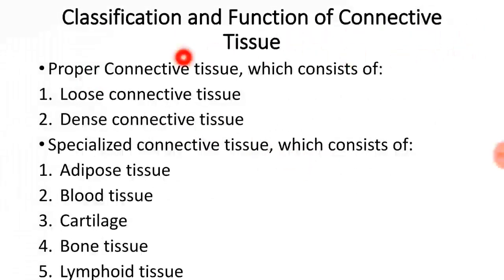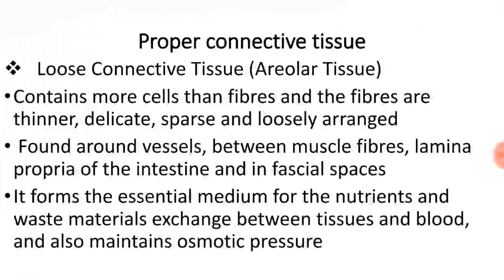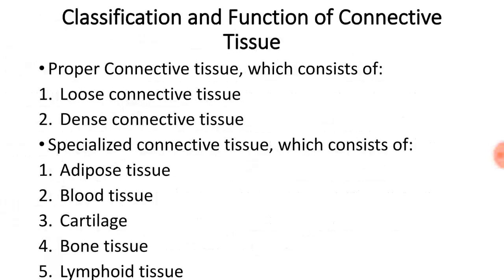Classification and function of connective tissue. Now, for the classification of connective tissues, we have proper connective tissue and specialized connective tissue. In the proper connective tissues, we have loose connective tissue and dense connective tissue. In specialized connective tissue, we have adipose tissue, blood tissue, cartilage, bony tissue, and lymphoid tissue. So let us see the proper connective tissue.